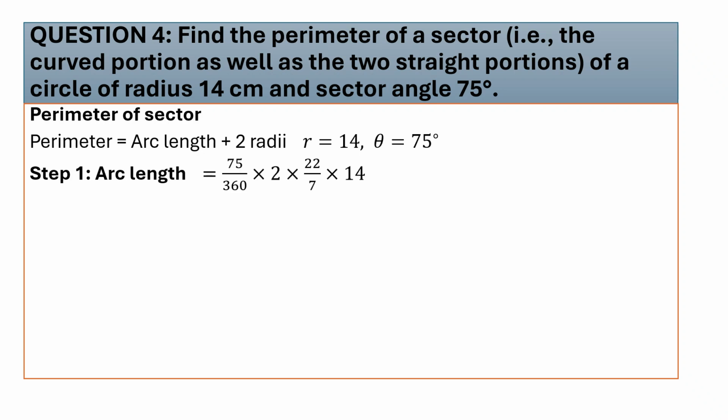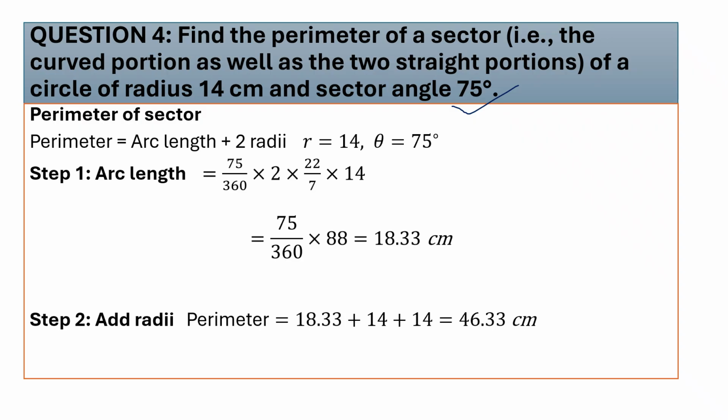So, what is the formula as I told you in the previous question? Theta upon 360 into 2 pi r. Now, what is theta? It is 75 degree, upon 360 into 2 into pi r. So once you calculate, you will get 18.33 centimeter. Now what is the radii? As I mentioned here, arc length plus 2 radii. So what is the perimeter? Perimeter is the sum, 18.33 plus 2 radii. That means 2 times radius, that is 14 plus 14. So when you add it, you will get 46.33 centimeter. That's the answer.